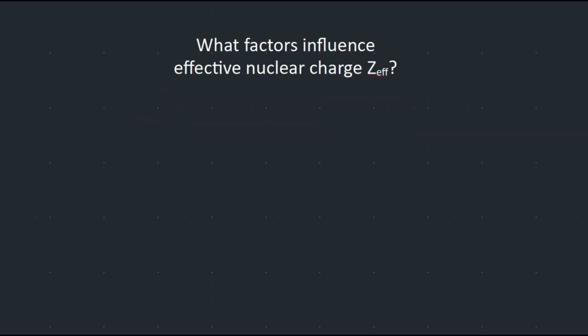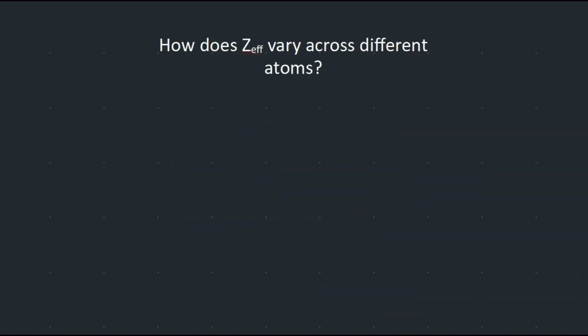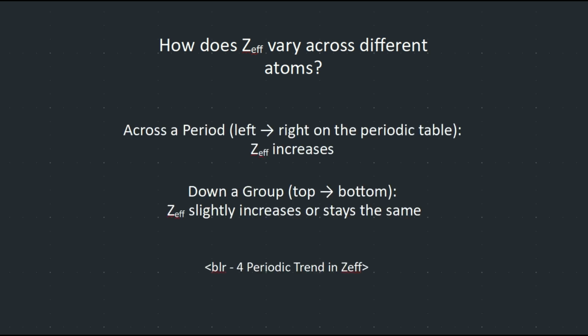So this was a bit too much. Let me recap. What factor influences the pull that the external electron experiences? It depends on two things. One is the number of protons, and another is the number of core electrons. The simplest formula for effective nuclear charge is total protons minus the shielding effect by the core electrons. And in the periodic table, if you're moving from left to right, it varies significantly. Down the group, it's increasing, but not to that extent.